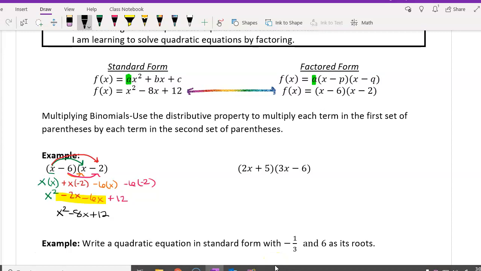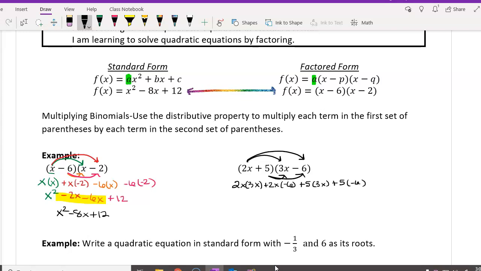So using that same multiplying of binomials, let's go ahead and take a look here. I'm not going to do it this time with the color code. So we have 2x times 3x, 2x times negative 6, 5 times 3x, and 5 times negative 6.